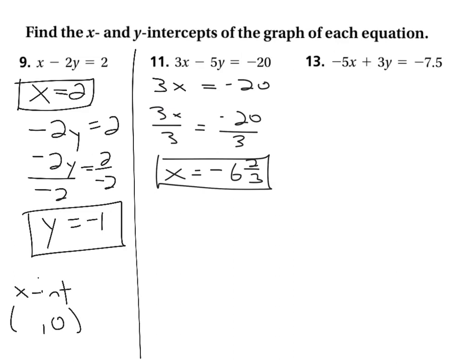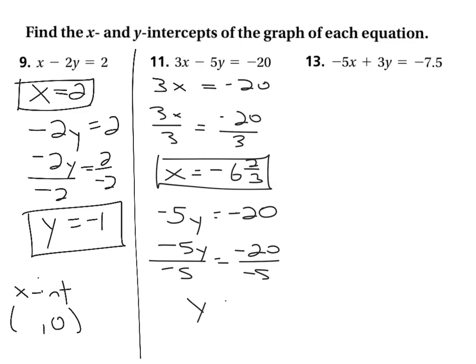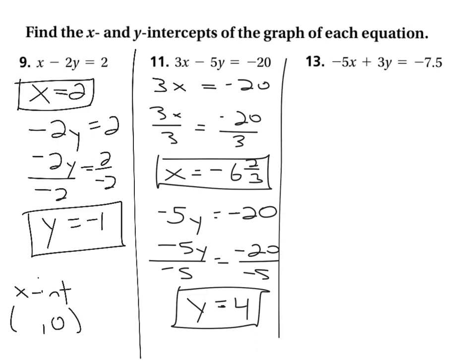And then we'll do the same thing again, taking just the y part. Make sure you keep the negative with it. -5y equals -20. And then we divide both by the coefficient, and we get y equals 4. So we have a y-intercept of 4. Easy. Let's do that one more time.